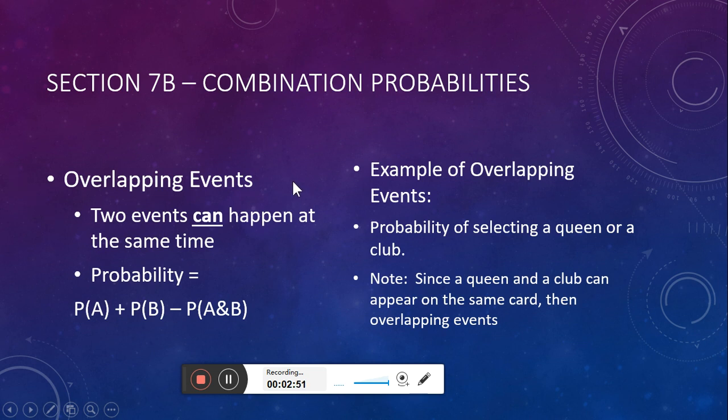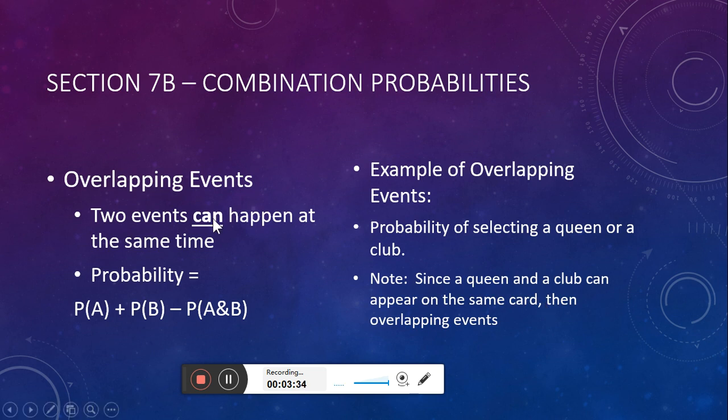Overlapping events is the opposite of non-overlapping. Basically, two events are considered overlapping if they can happen at the same time. And the formula for that is basically you take the probability of the first event plus the probability of the second event minus the combination of the two. That way, if we subtract the combination of the two events, we will be left with only one or the other. An example is probability of selecting a queen or a club. Since a queen and a club can occur on the same card, then it's considered as an overlapping event.